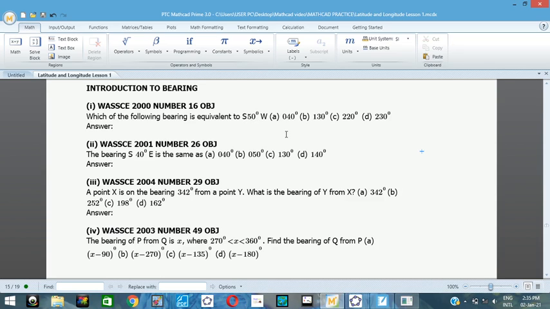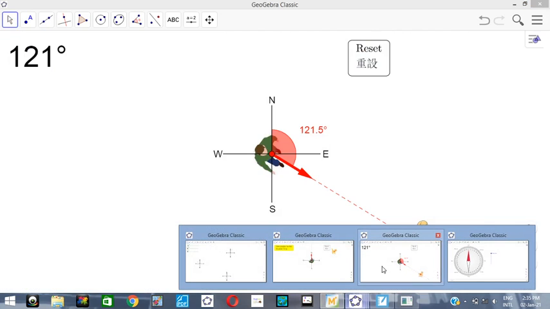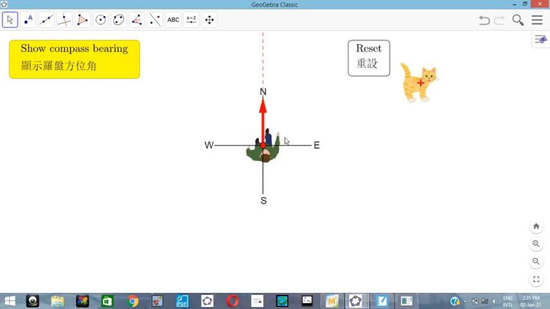What does this one mean? It means you are facing south and you turn 50 degrees to the west, which is something like this. Okay, this one. That means you are facing south. Then since it's southwest, that means the object is somewhere here.